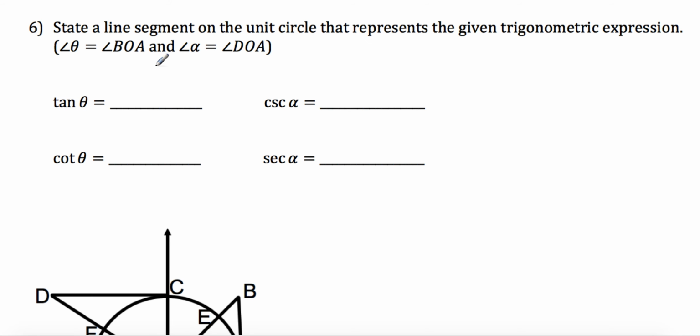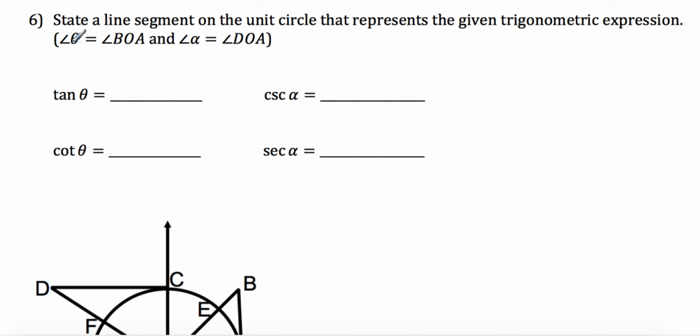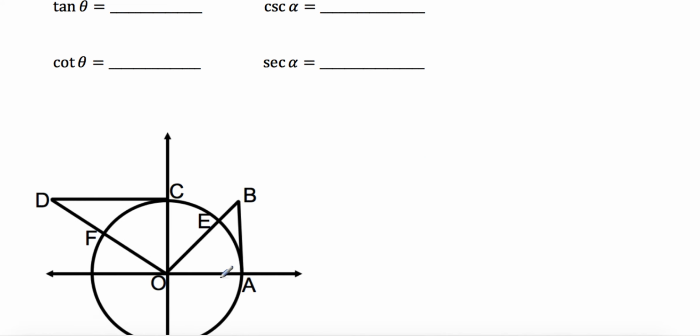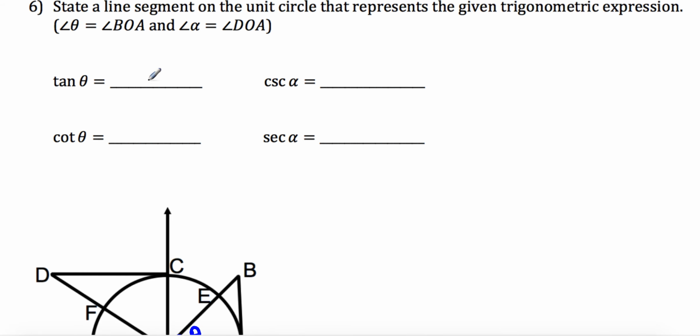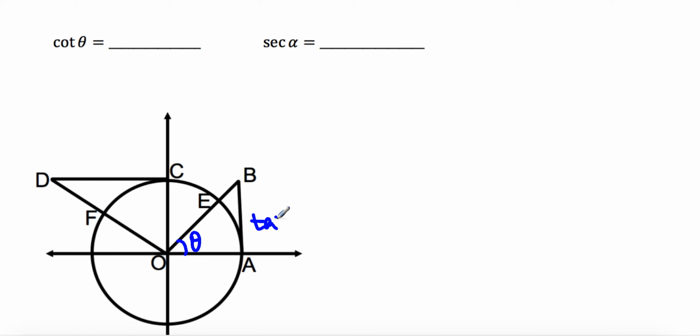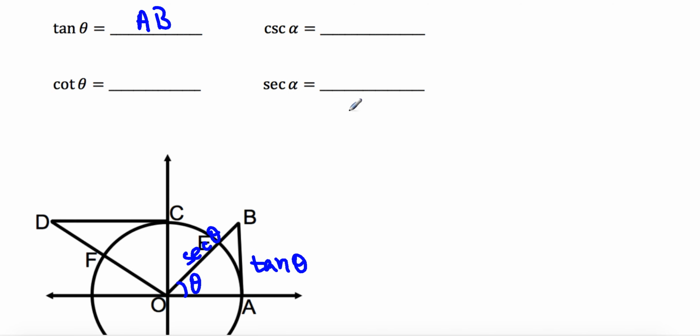Now, let's look at angle theta as BOA. So that would have been theta. Then from here, what is AB? AB would be the tangent. So AB would have been my answer for this one. Now, if this is tangent, what is the hypotenuse in this case? Yes, that would be the secant, because tangent squared plus 1 equals secant squared. So OB would have been secant.